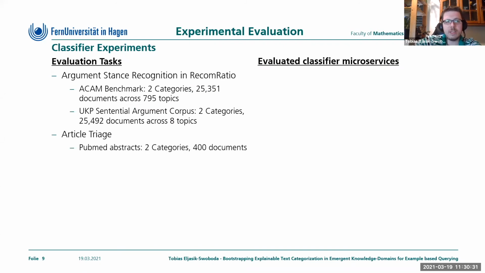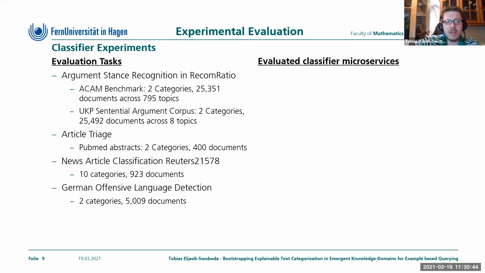We did article triage, so deciding from PubMed abstracts if they belong to a certain topic or not. News article classification using the Reuters data set, where we limit ourselves to the top 10 most relevant categories. And also, what's quite interesting, we did this for German offensive language detection in the Germany challenge. It's quite interesting because all the other tasks were in English, and we just used the same tool and applied it to a German task.